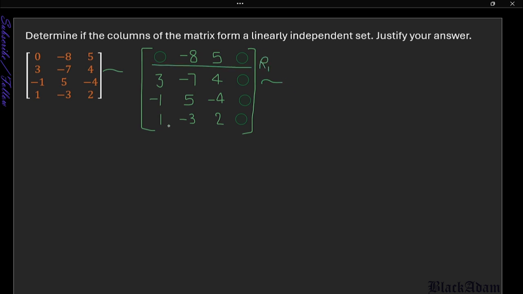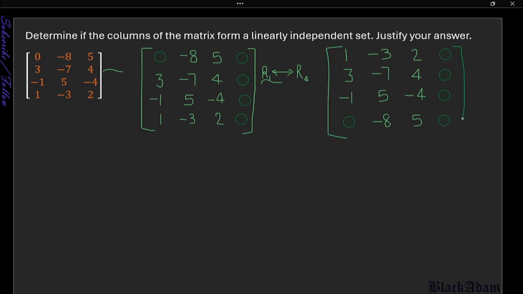We can see that we have to exchange row 1. The double arrow is the sign for exchanging. So we're going to exchange row 1 with row 4. Row 4 becomes 1, -3, 2, 0. Then we have row 2: 3, -7, 4, 1, 0, then -1, 5, -4, and 0, and then our last one, 0, -8, 5, and 0. Okay, so that's our new matrix.